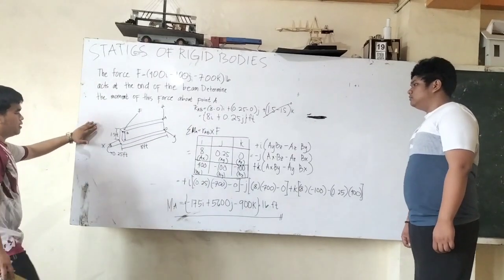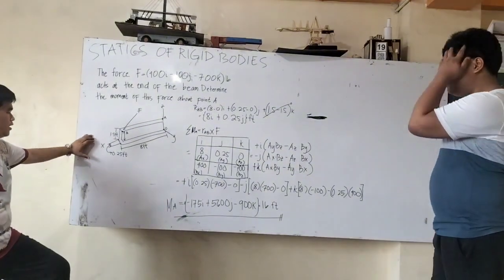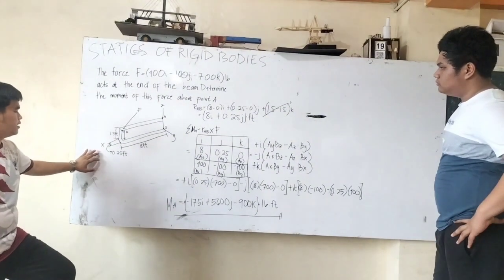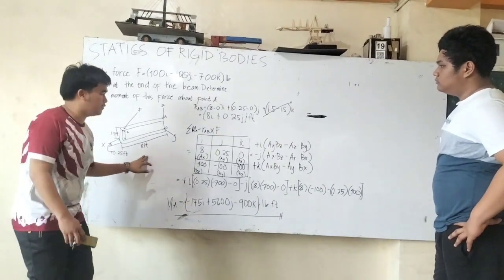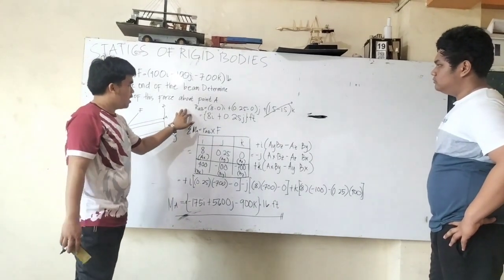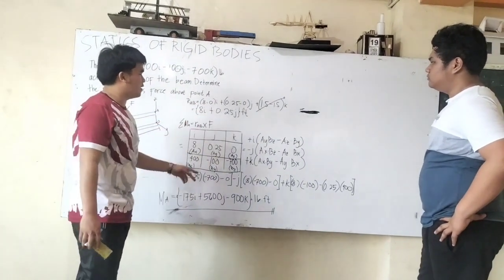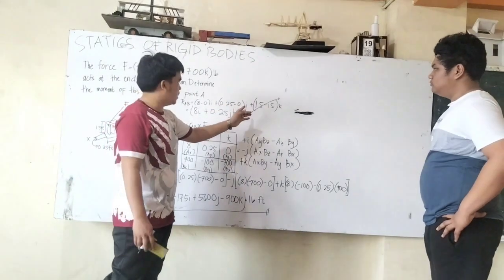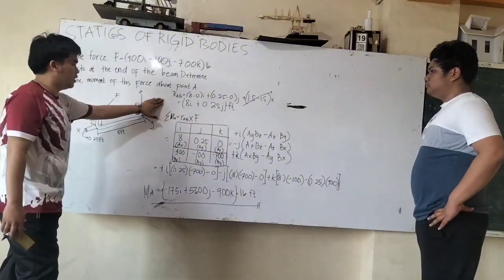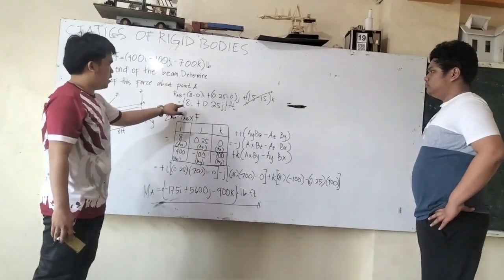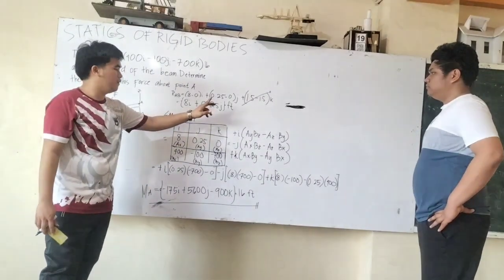So here is our given. Since our Z is 1.5 feet, then our Y is 0.25 feet, then our X is 8 feet. So here is our RAB: 8 minus 0 i, plus 0.25 minus 0 j, then plus 1.5 minus 1.5 k. Since the k term is zero, we only have RAB equals 8i plus 0.25j feet.